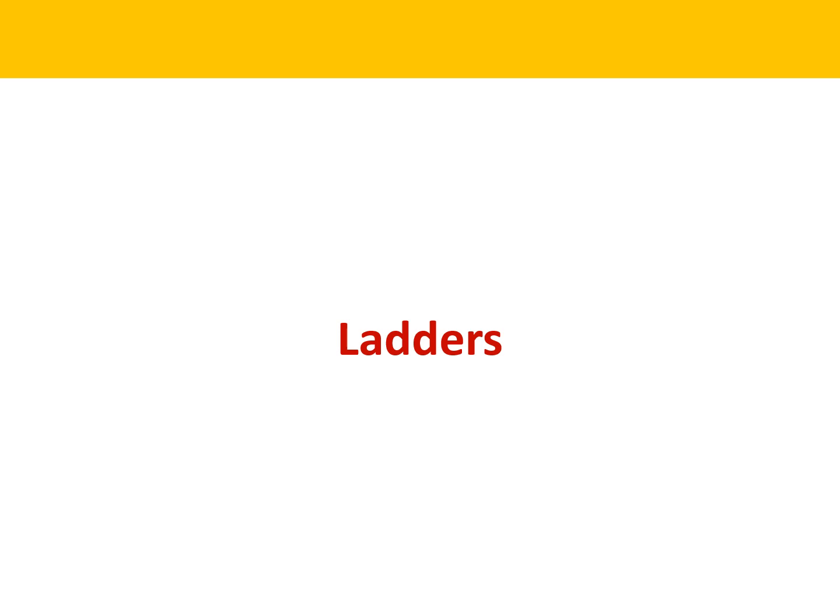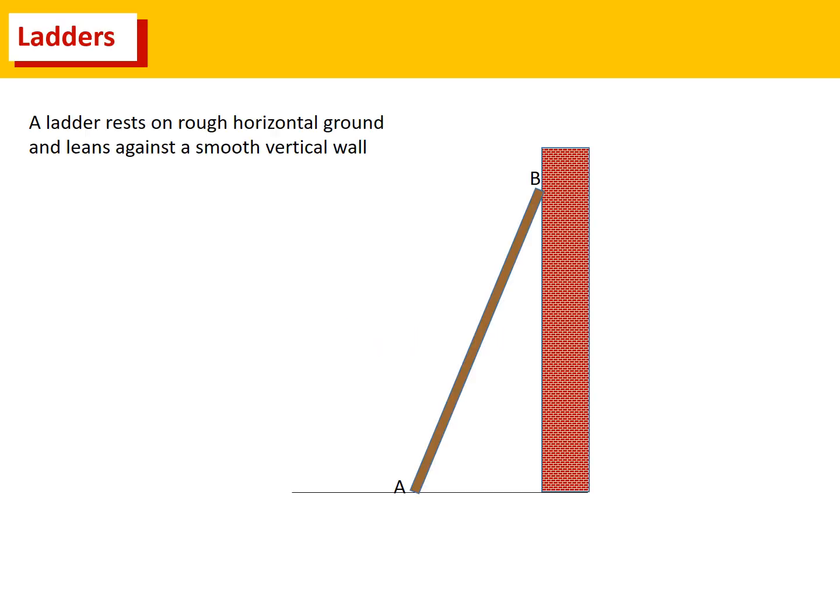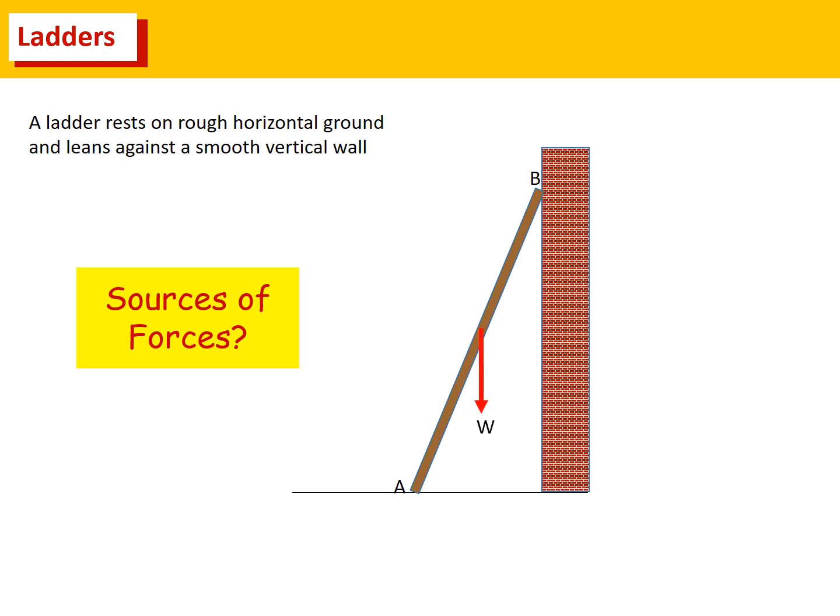So here's another video on statics, i.e. equilibrium, and it's to do with ladders. So there's a ladder resting on rough horizontal ground, leaning against a smooth vertical wall. As ever, what are the sources of forces? Well, straight away the ladder has a mass, so we put the weight on.